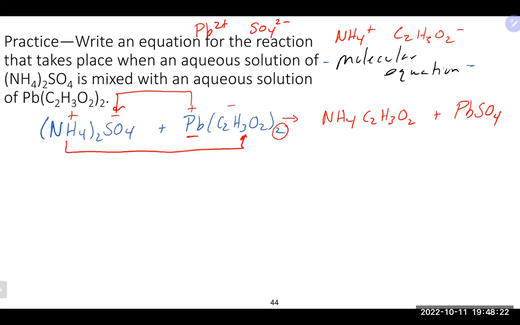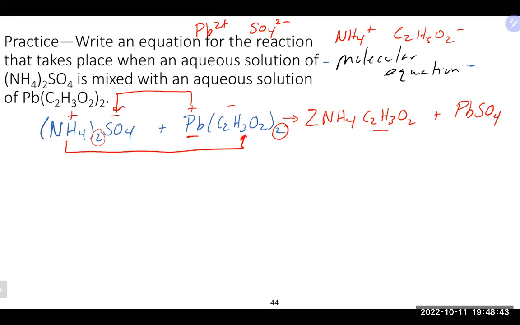Now, once again, that I have my formulas correct here, we're going to balance it. We've got a lot of polyatomic ions, so we might as well start that way. We've got 2 ammoniums, so I can put a 2 there. That also gives me 2 for the acetate, which is what I need. And now I am balanced.